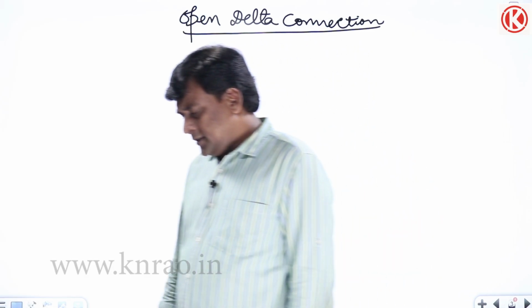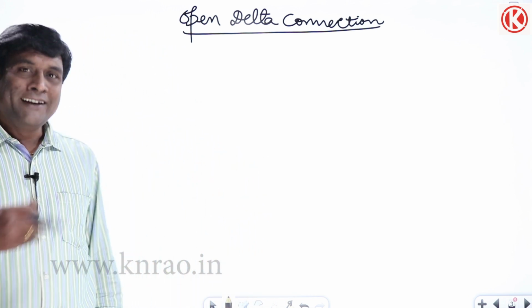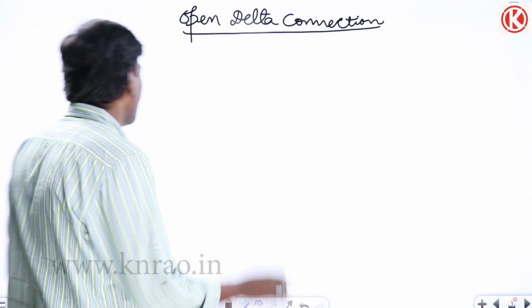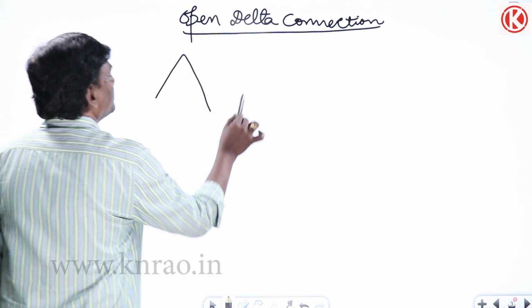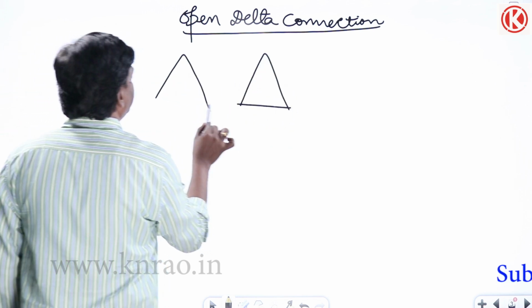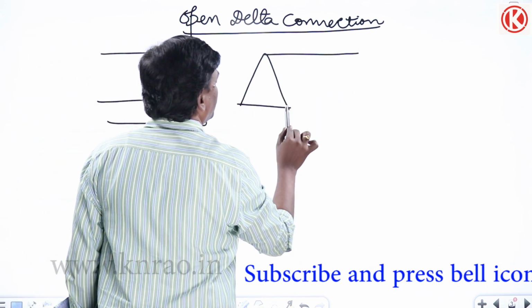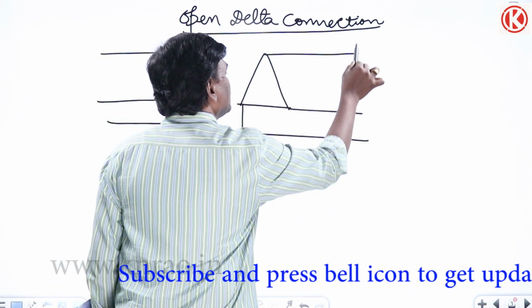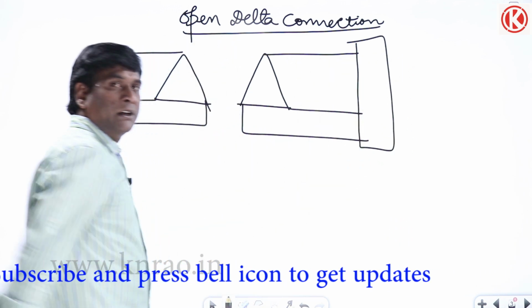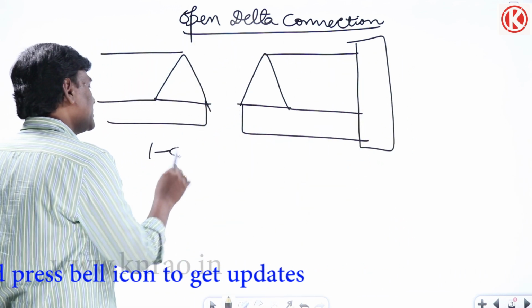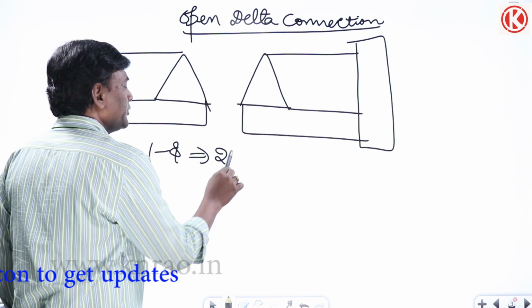In this session, let us do some intricate analysis of the open delta connection. And before that, whatever we analyzed in our previous session, let us revise in the form of a problem. If I think of a delta connection like this, with the source and the load, and this delta is connected to a load. For example, each single-phase transformer has a capacity of 250 kVA.